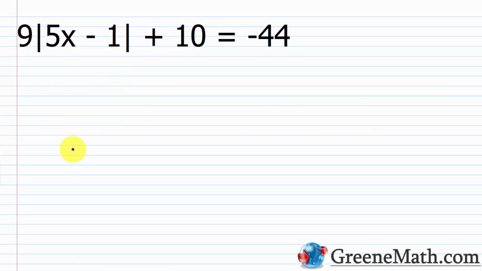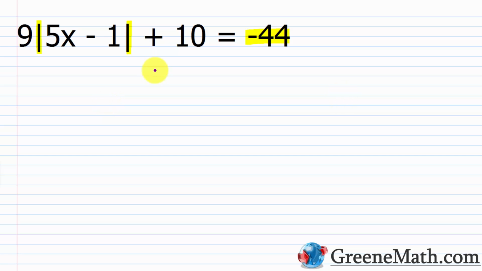All right, let's take a look at an example. So we have 9 times the absolute value of 5x minus 1, then plus 10 is equal to -44. So the idea here is that we want to isolate the absolute value operation on one side of the equation, and then we want a number on the other. But if that number on the other side happens to be negative, we're not going to have a solution. So don't just look at the negative over here on the right-hand side and assume that this guy is going to be a no solution to start. You've got to isolate the absolute value operation before you can make that determination.